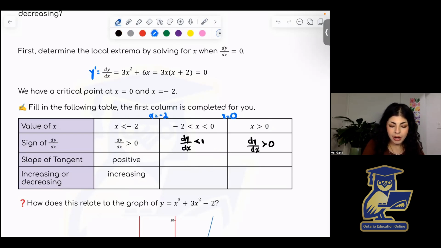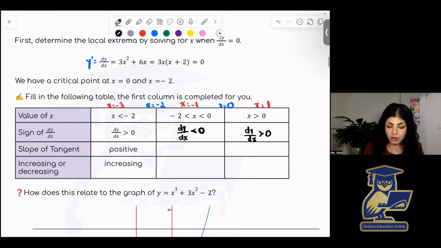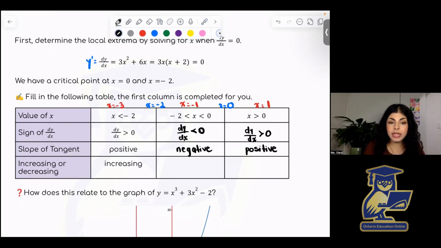Here I might choose, for example, x is -3. Here I might choose x is -1, and then here I might just choose x is equal to 1. You should see that the derivative here is less than 0, and the derivative here is greater than 0. So the slope of the tangent is negative on this interval, and on this one it is positive. Based on this, we can conclude that here we have a decreasing interval, and here we have an increasing interval.